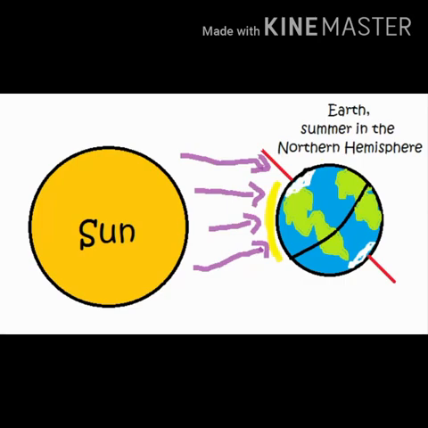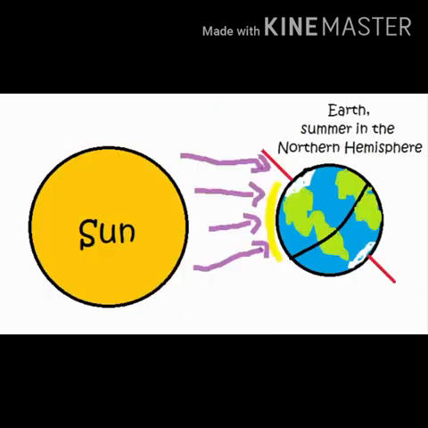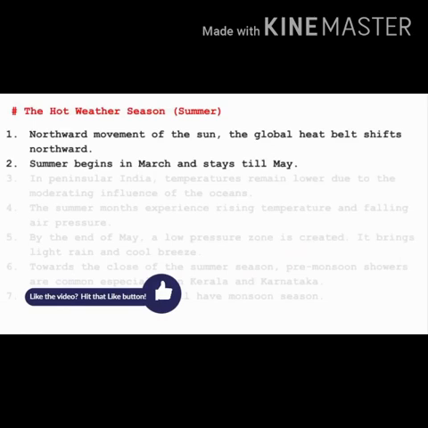Now what it means is, when you look at Earth revolving around the sun, during this time, the northern hemisphere of the Earth, that is the region above the equator, is slightly tilted towards the sun. So as a result, the northern hemisphere receives more sunshine, direct rays of the sun. So this causes the northern region to heat more, hence we witness summer. So summer begins in March and stays till May.